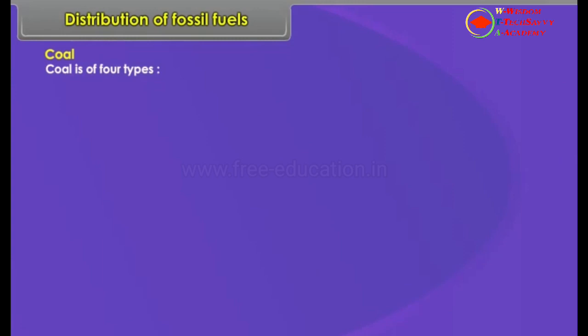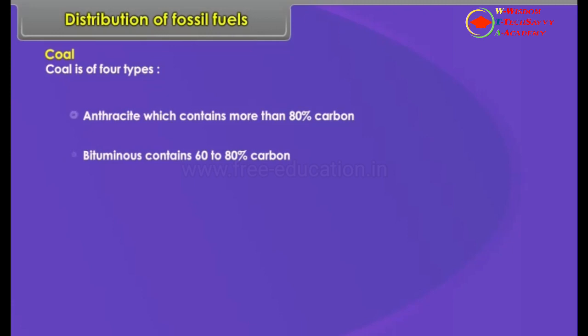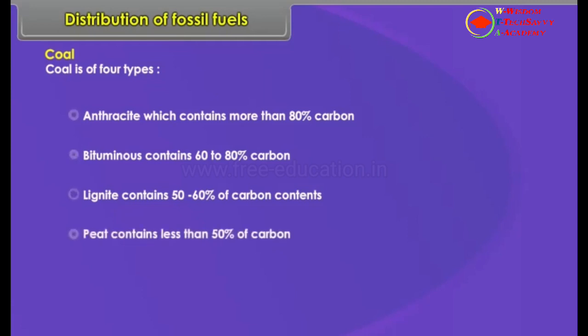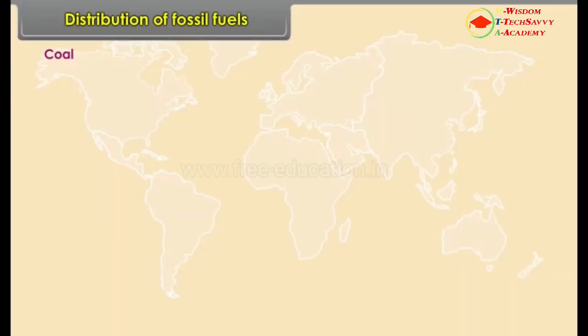Coal is of 4 types. They are anthracite, which contains more than 80% carbon. Bituminous contains 60 to 80% carbon. Lignite contains 50 to 60% of carbon contents. Peat contains less than 50% of carbon. Coal world distribution: Russia, USA, China, Australia, parts of Western Europe, South Africa and India.